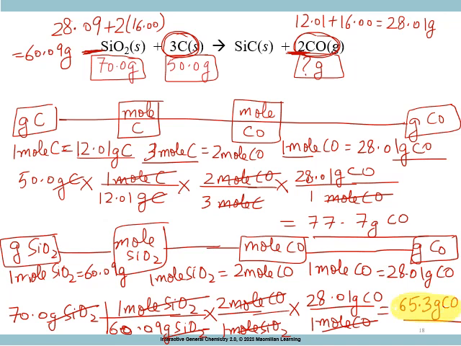How much carbon monoxide can you produce? You can finally produce 65.3 grams of carbon monoxide. That's my final answer. Who is my limiting reactant? SiO2 is my limiting reactant. This is the only way to solve questions about limiting reactant. You start from one reactant, convert it into product. Second reactant, convert it into product. Whoever gives you lesser amount, that is your amount of product made.